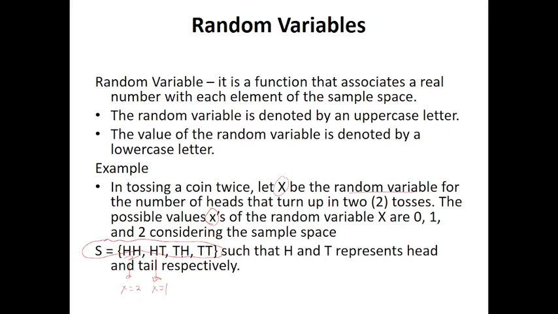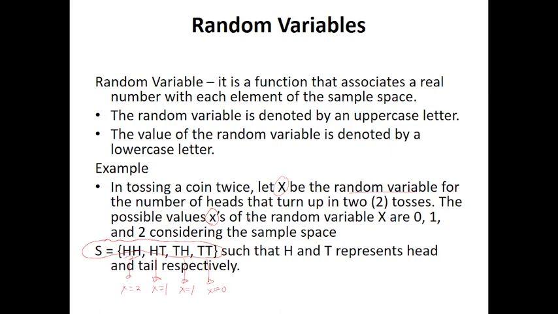Now, we consider the third outcome. In the first toss, tail turns up. In the second toss, head turns up. So in this case, the random variable value is now 1. It is the same as the second outcome. In the last outcome, we have tail in the first toss, tail in the second toss. No head turns up. Therefore, x is 0.